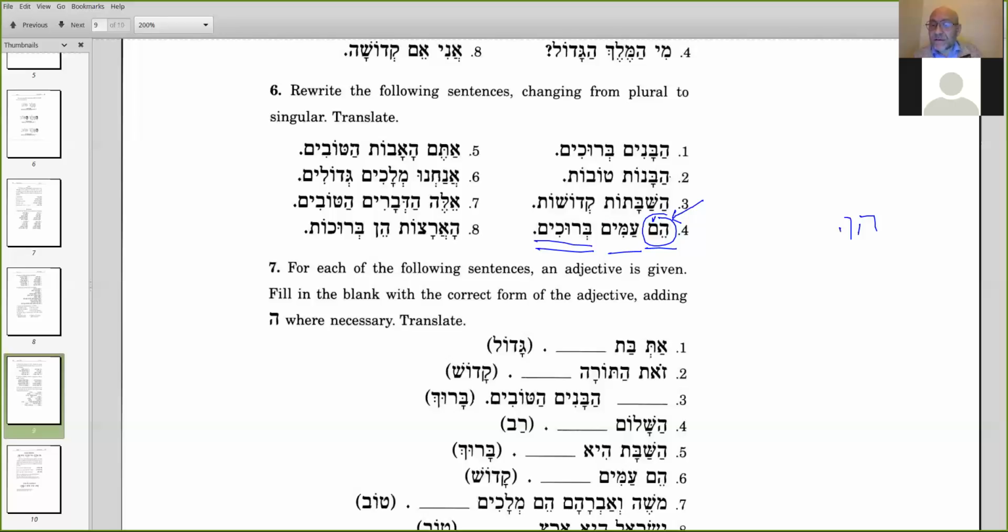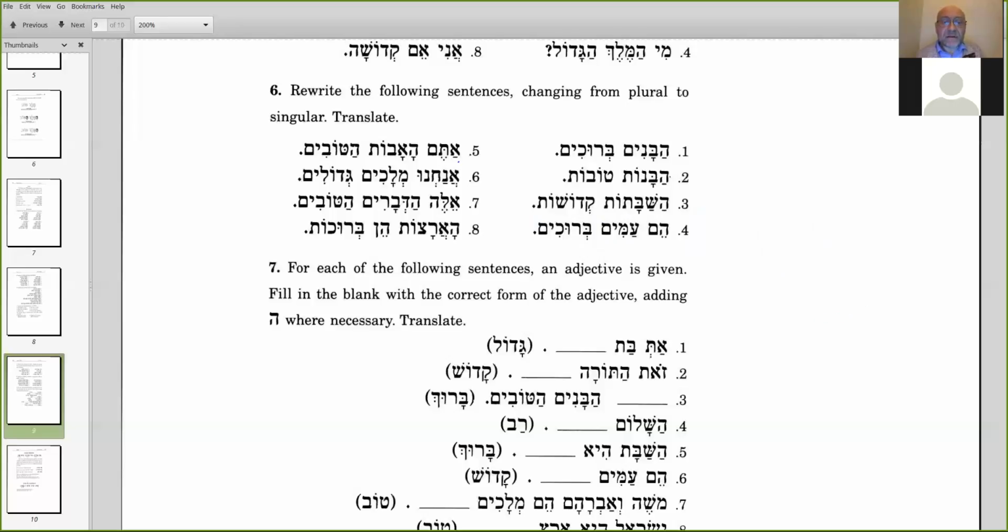Hey, shurik, aleph. Okay. And now instead of amim, we just want it to say am. Okay, there's our ayin and mem sofit. Hu. And now this big one here, baruchim, we need to make that say masculine and singular, so we just get our standard form, baruch. Okay. Hu baruch. That's number 4. Okay, because we're going the other way now, remember?